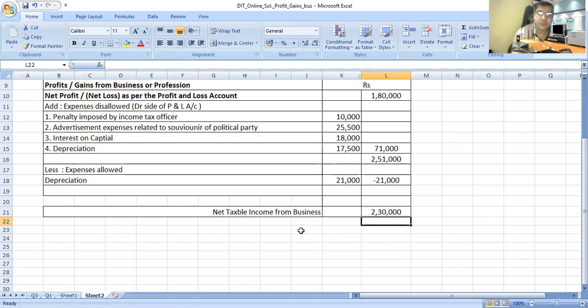See friends, the problem is over. We calculated here the net taxable income from business. Do you have any doubt about how we calculate our net taxable income from business? Is there any doubt? You can share. You can ask.